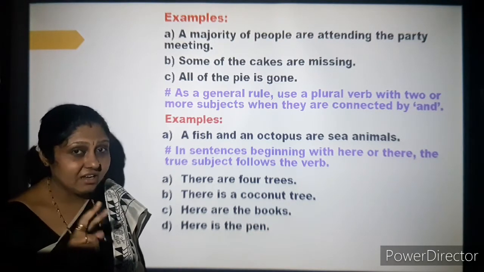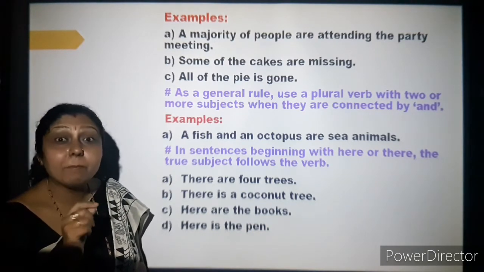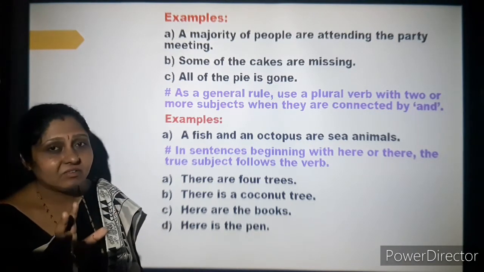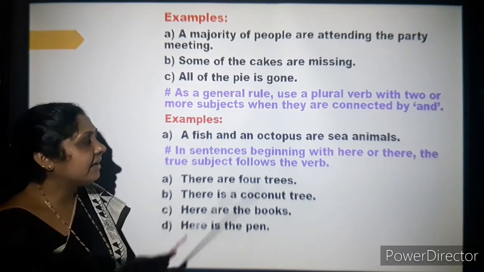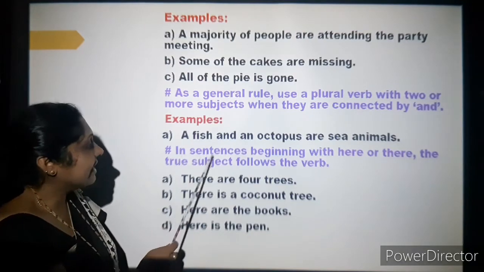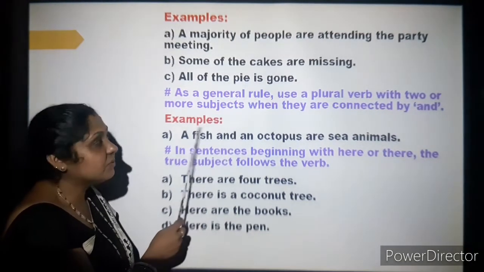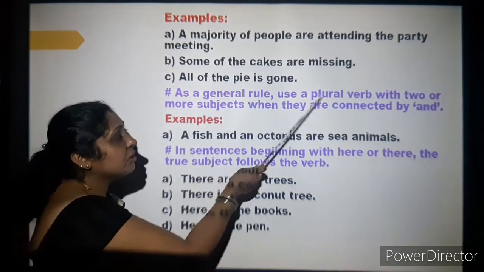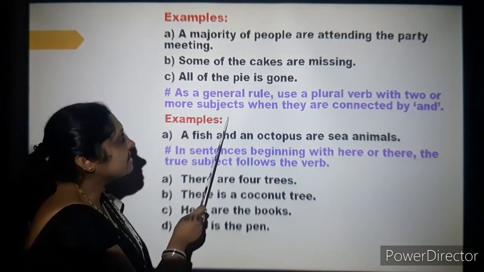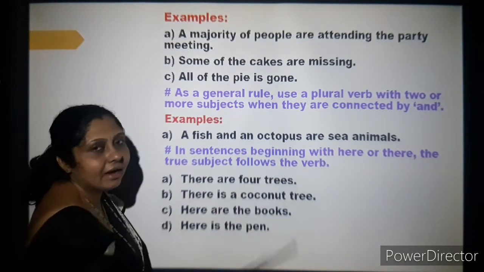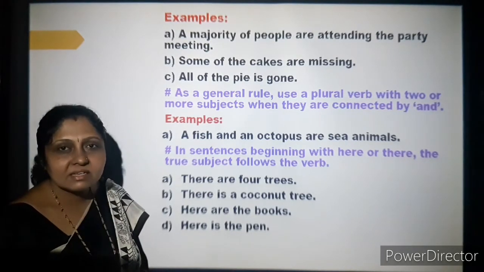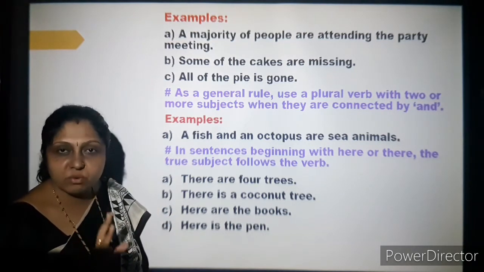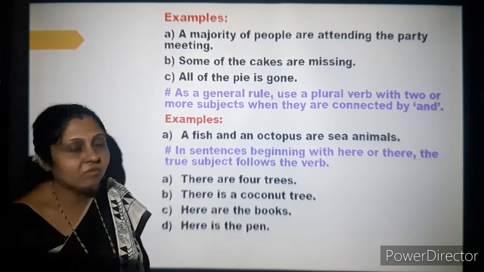Even in word pairs, you see there will be two words with "and," like cup and saucer. Don't go for that. Just when you combine nouns with "and," which are two different words, then it takes the plural form. This is clear, I think, it is a very easy one. As a general rule, use a plural verb with two or more subjects when they are connected by "and." If you are taking two or more subjects and connecting them with the conjunction "and," then it is always plural and you have to go for the plural verb.